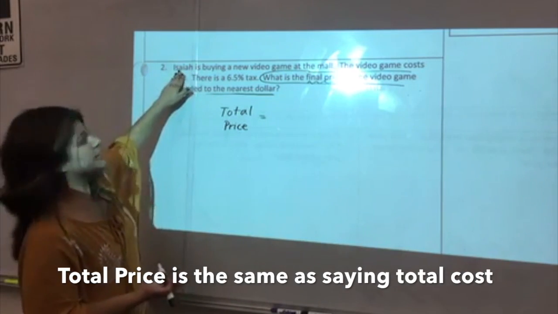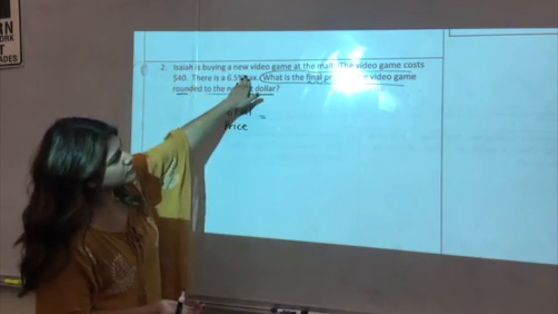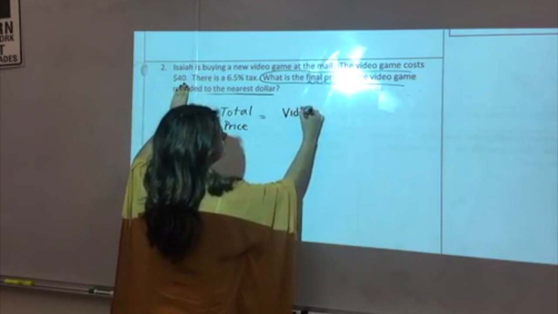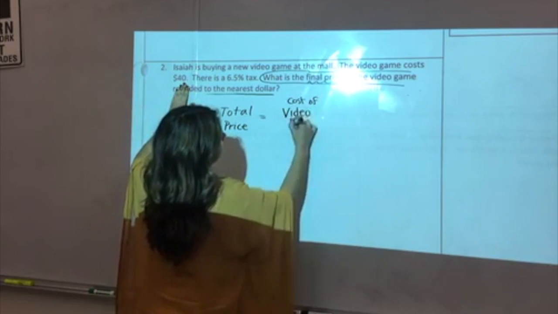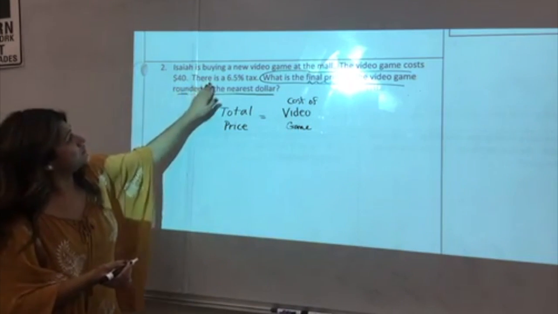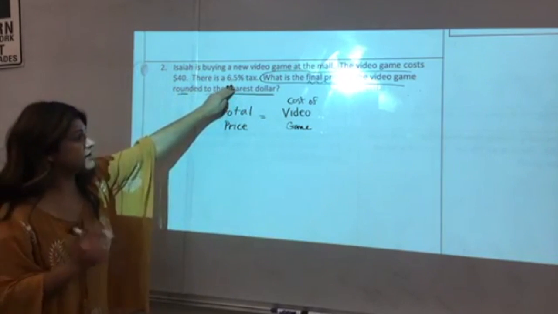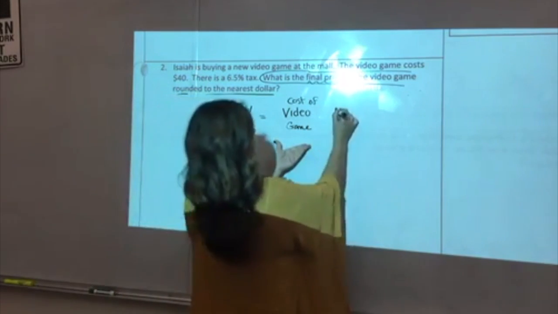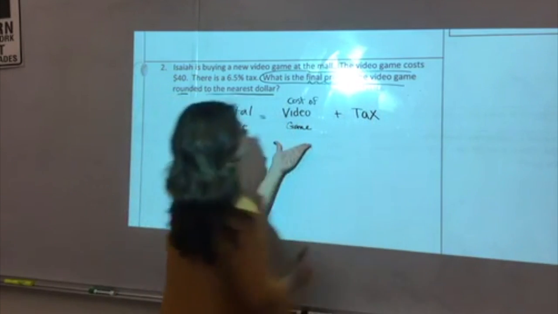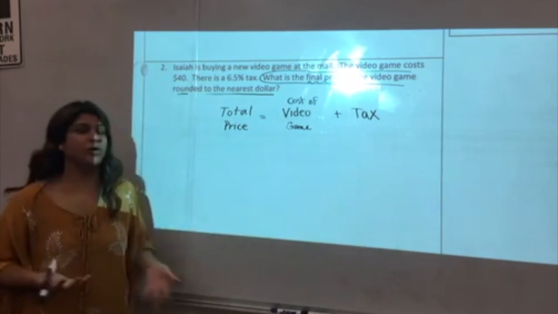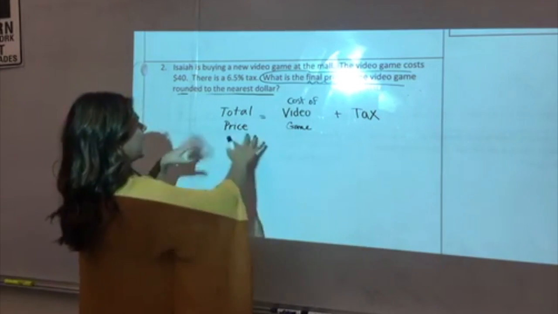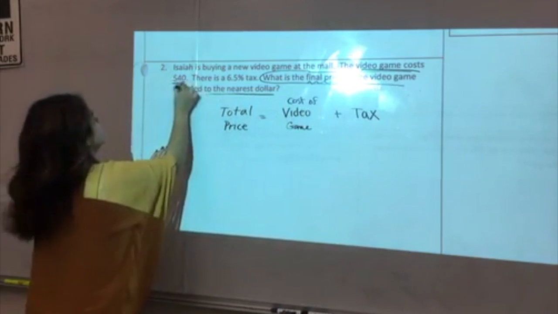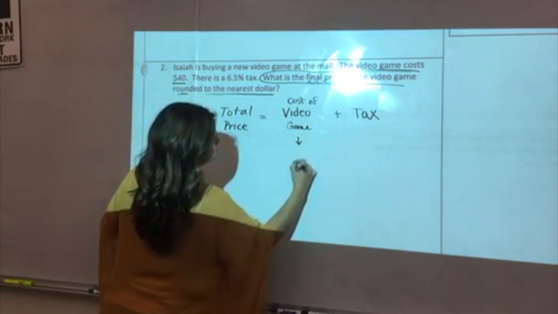So reading the question says, Isaiah is buying a new video game at the mall. The video game costs $40. So we know we have to pay for the cost of a 6.5% tax. Now, Mr. Riggs just mentioned that tax is a percent of what you owe. So we are going to also add on a tax. We always pay taxes on what we buy. So now I need to go ahead and fill out what I know. Well, we know that the cost of the video game is 40. So I can go ahead and write down 40.